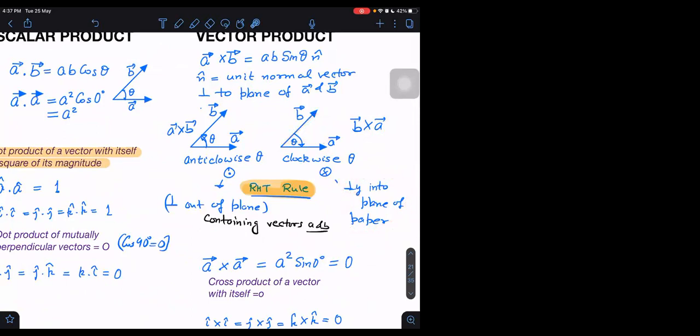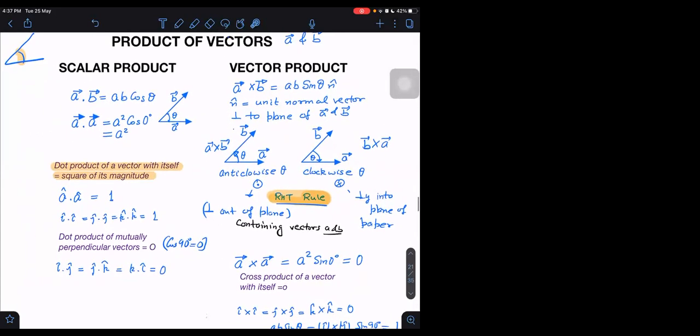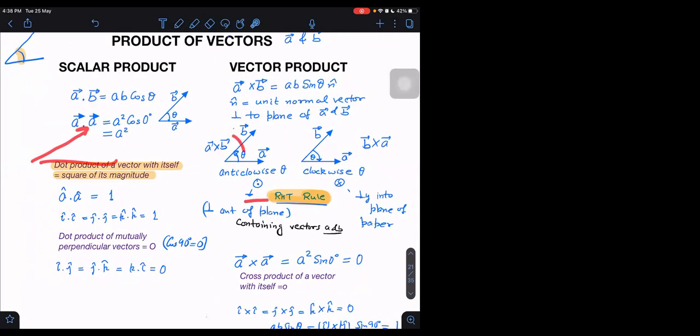Sir, will they mention anti-clockwise, or do we have to decide? No, they will not mention that. You have to make the angle. They will just make the vectors and they will give the product. You have to decide yourself.